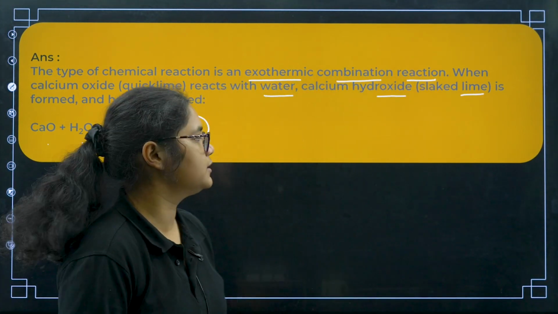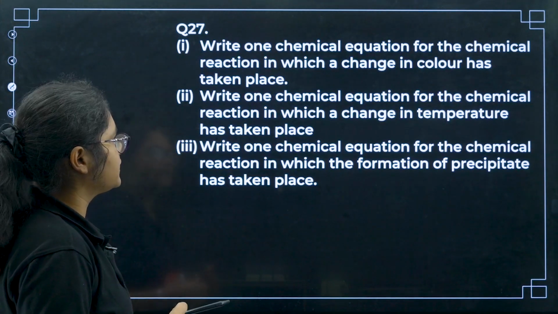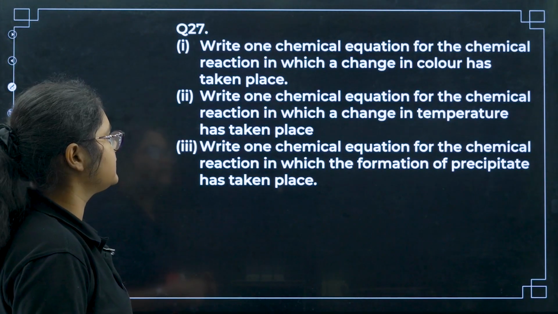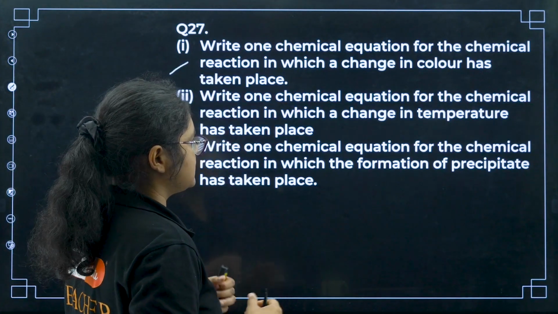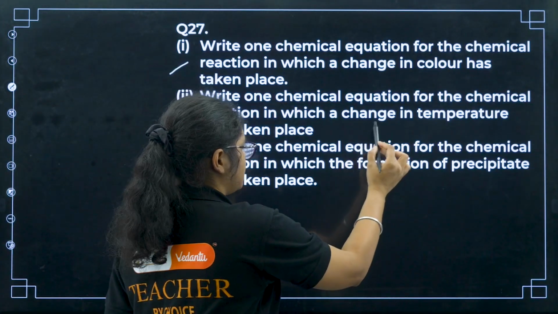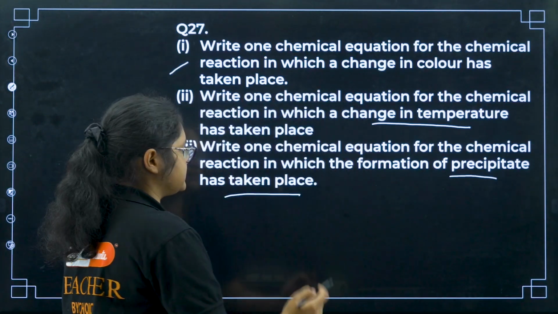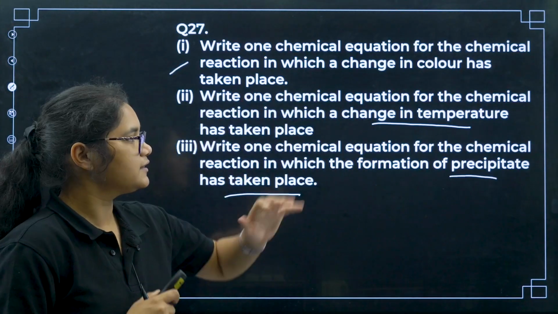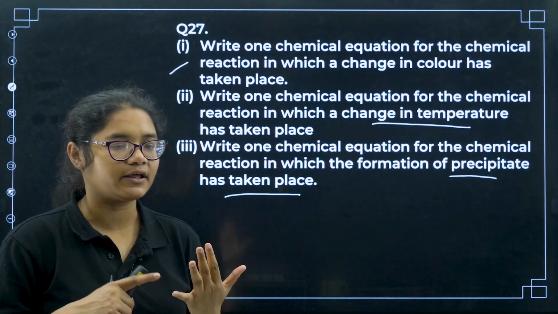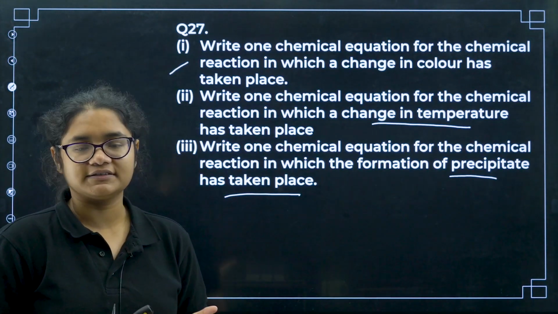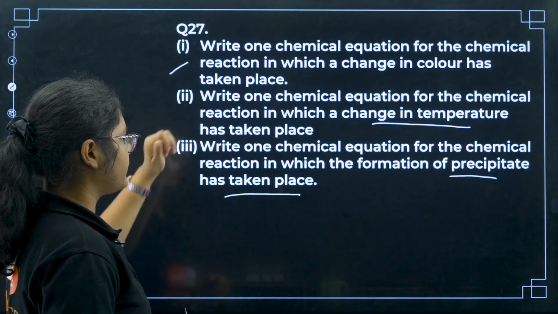Okay, very simple question. Now moving to the 3-marker question. Write one chemical equation for the chemical reaction in which a change in color has taken place. This is a very important question. Write one chemical equation for the chemical reaction in which there is a change in temperature and in which precipitate formation has taken place. Okay, so these are the different indicators of a chemical reaction taking place, right? Either gas is produced, phase is changed, or color change, or some temperature change, right? So you can write color change.